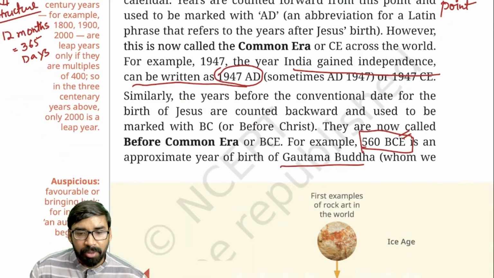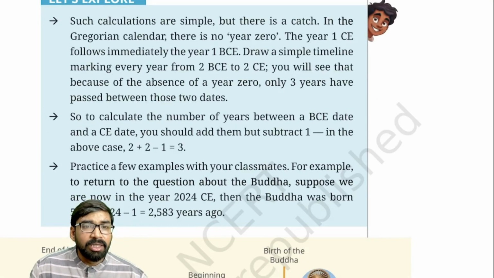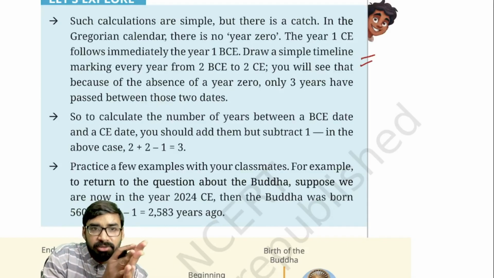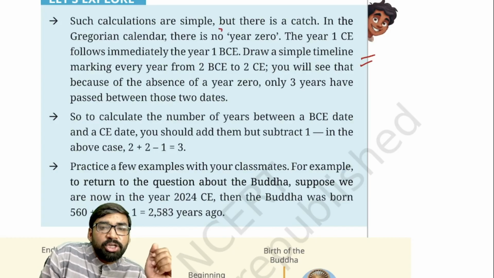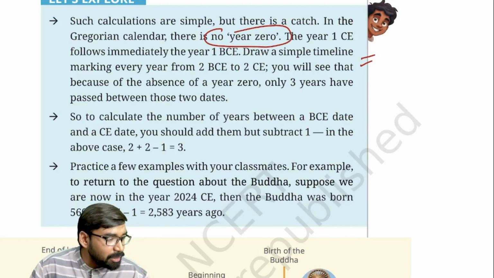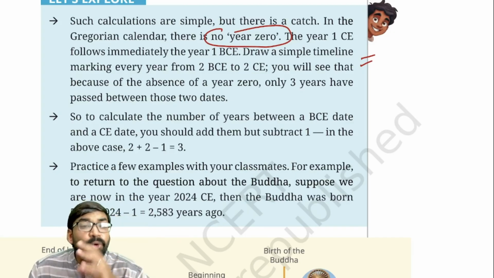And you know what is the critical concept here? Let me tell you. The critical concept here, as you can see in this blue box, is that there is no 0 year in the Gregorian calendar. That is the critical point. The Gregorian calendar has no 0 year.